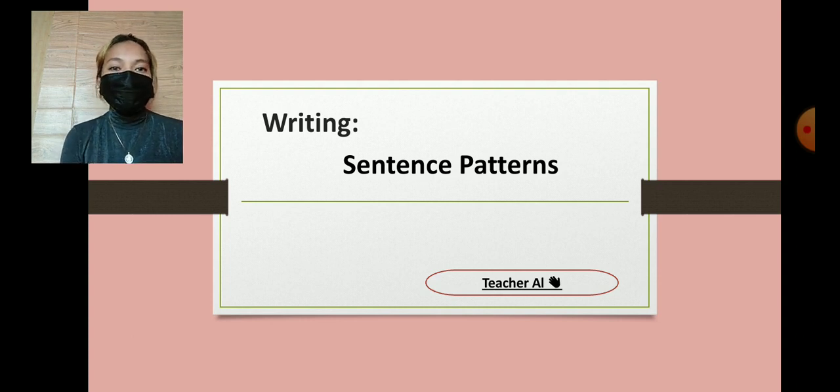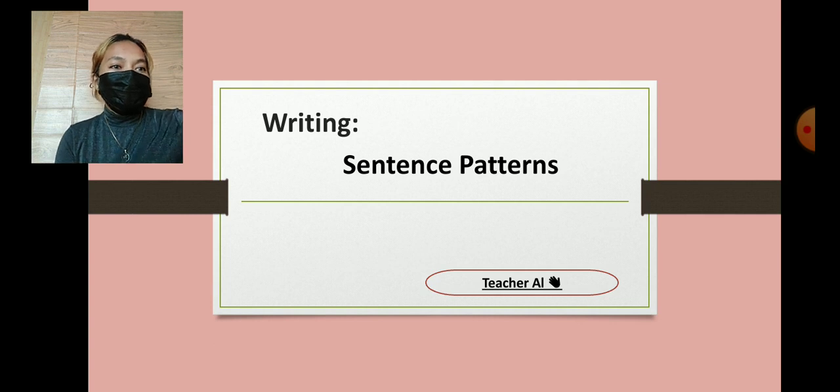So, what is sentence pattern? Sentence pattern refers simply to the arrangement of the elements of the sentence. A sentence has two basic elements, which are the subject and the predicate, and the patterns are arranged from the most basic to the most complex.